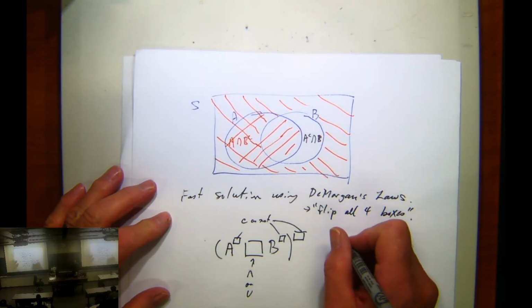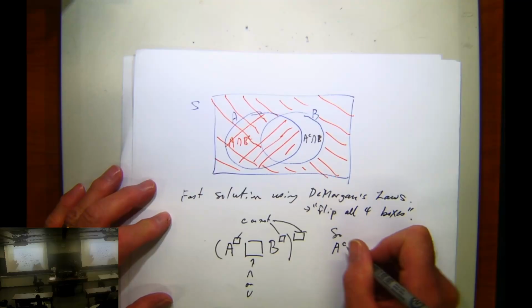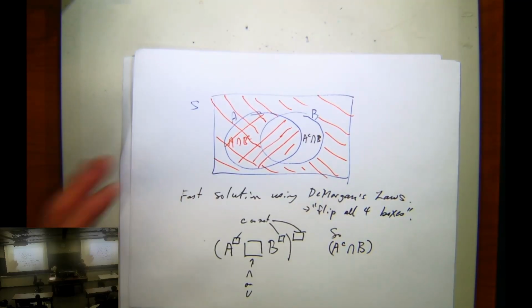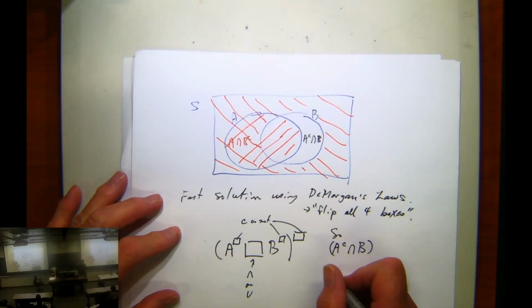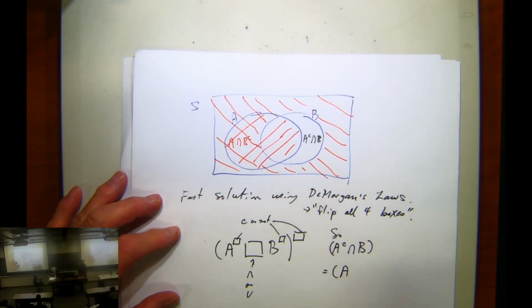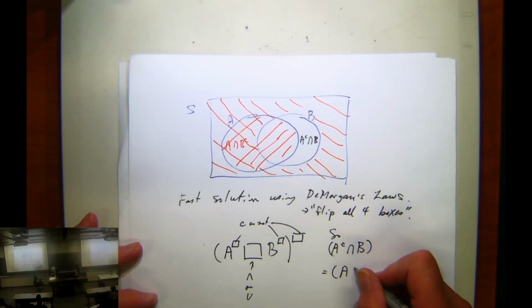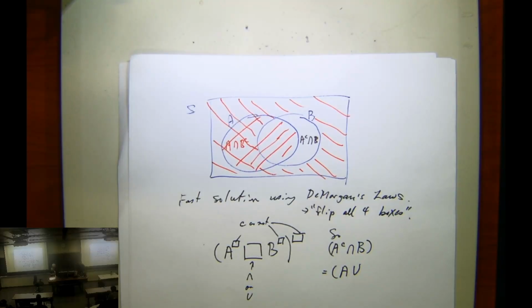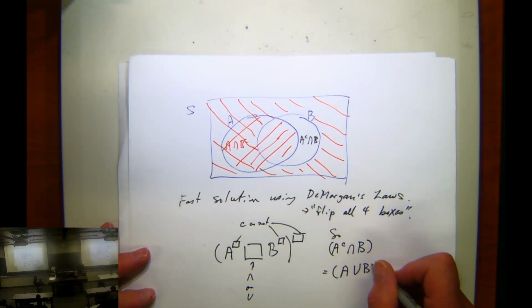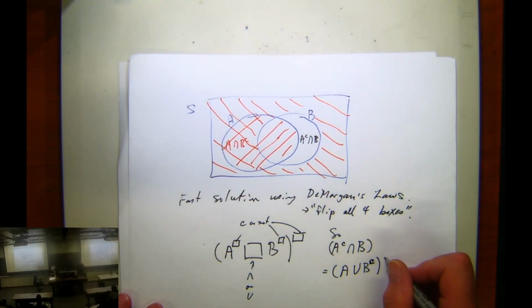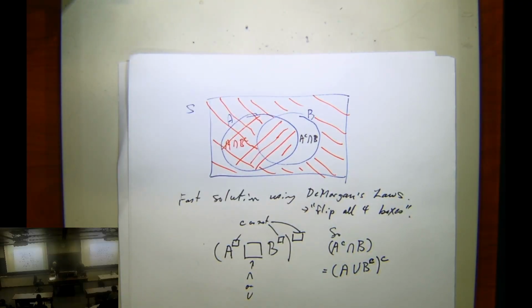So A complement intersection B. If I flip all the boxes, a complement switches to a non-complement. An intersection flips to a union. B switches to B complement. And outside I had no complement, so I add a complement. And that will work with all kinds of tricky ones.